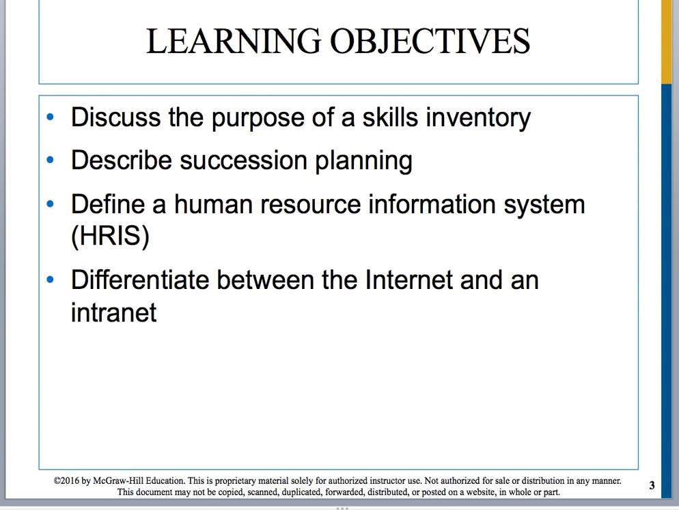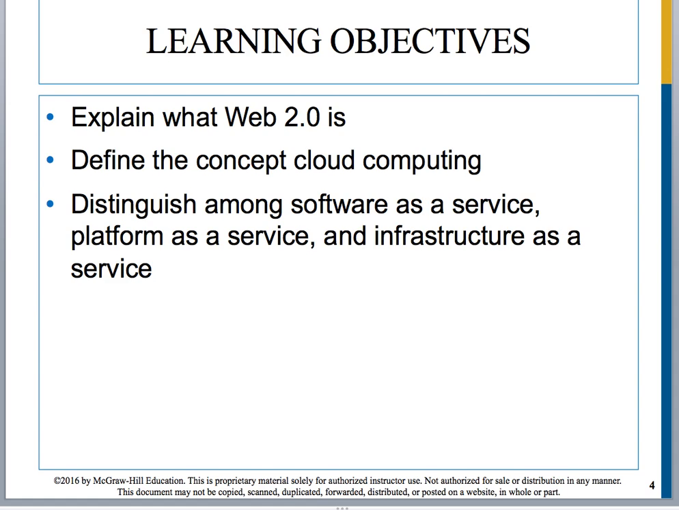Some of the other objectives. You should be able to discuss the purpose of skills inventory, describe succession planning, define human resource information system, and be able to distinguish between the internet and the intranet. Explain what Web 2.0 is, define the concept of cloud computing, and distinguish among software as a service, platform as a service, and infrastructure as a service.